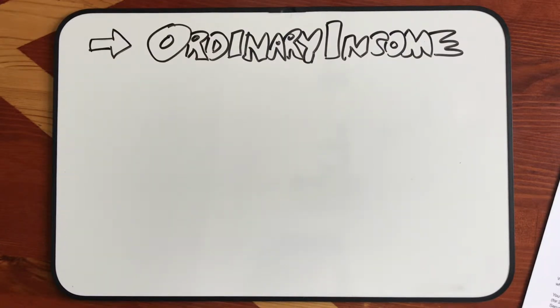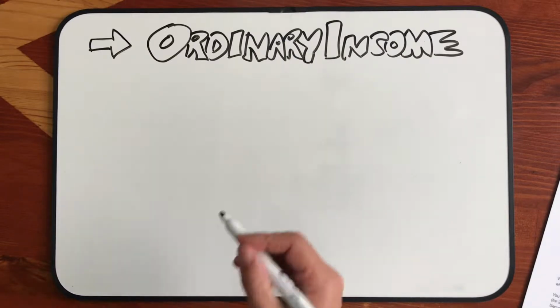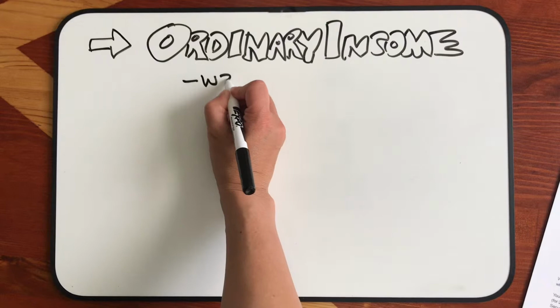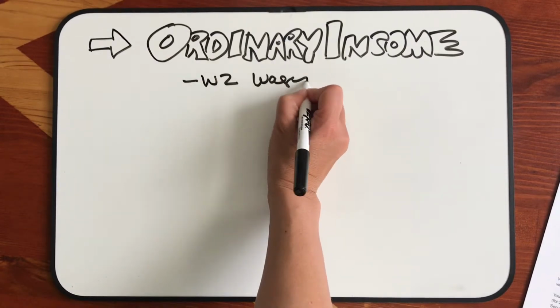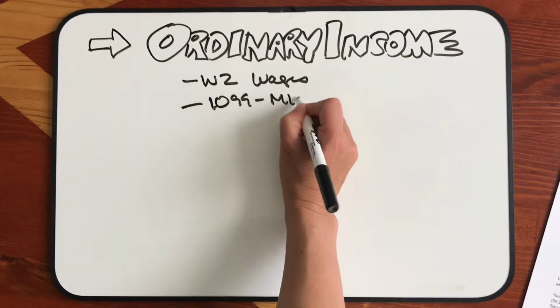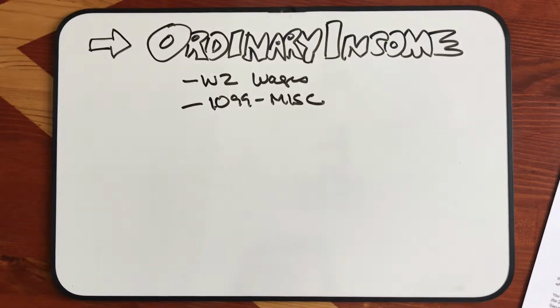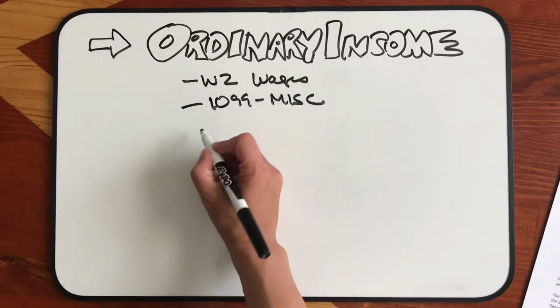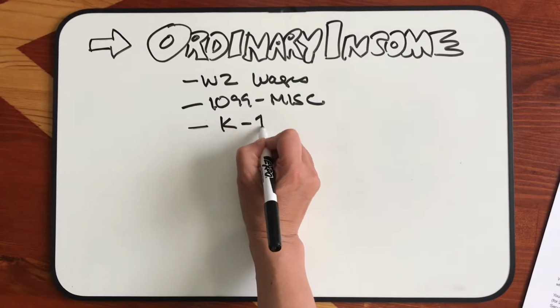When you receive income for providing professional or creative services, whether as an employee or an independent contractor, you receive ordinary income. That's W-2 wages or 1099 MISC income. You also receive ordinary income from your pass-through entity, which is your S-Corp, your LLC, or your partnership, which are profits that pass through to your personal return and are reported on a K-1.